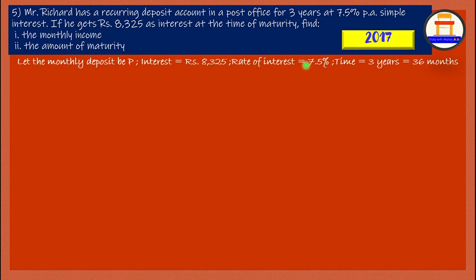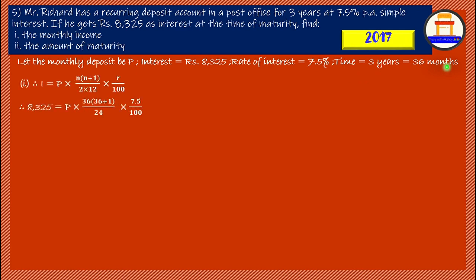So let's write down what is given. Basically, they are asking us to find out the principal value. Remember this question, in one of the previous videos I have solved this question. This was one of the questions from your exercise as well, right? So we have to find out P, and interest is 8,325. Rate of interest is 7.5 percent, and time is 3 years, which is nothing but 36 months.